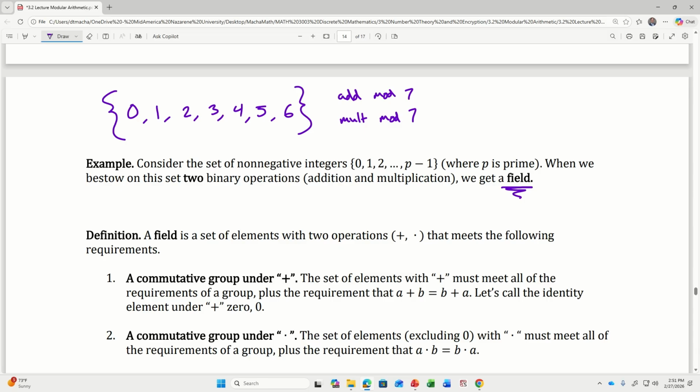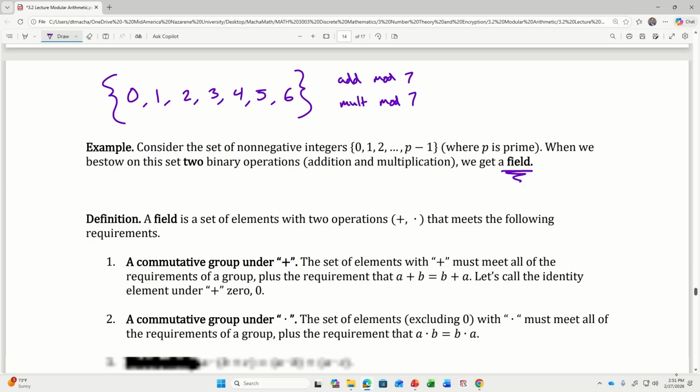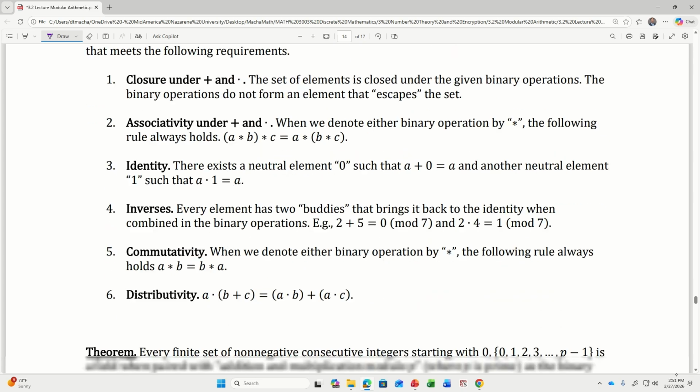All of those elements have both an additive inverse and a multiplicative inverse. Like 4 plus 3 is 0 mod 7, but also if I want to get back to 1 by multiplying 3 times something mod 7, I could say, well, 3 times 5 is 1 mod 7. So 5 is the multiplicative inverse of 3, 4 is the additive inverse of 3. And that's true for all of those elements. It almost seems like just a coincidence that that works, but I think it's nice.